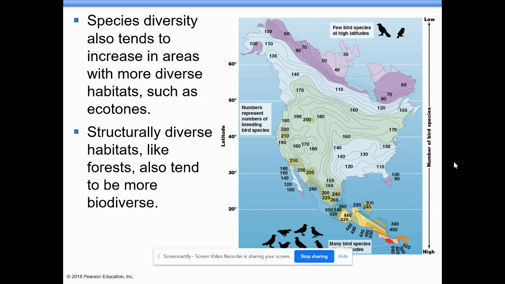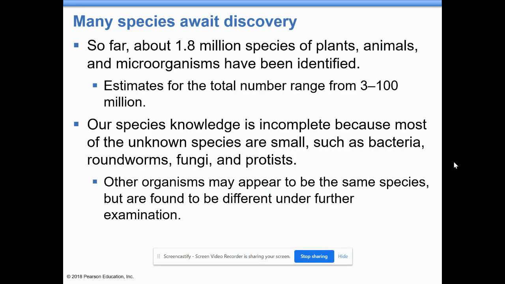For example, this is a picture of bird populations, and you have far fewer bird species as you get into Canada and further up into Alaska. And as you get further down into Nicaragua and Costa Rica and places in South America, you have an increase in diversity. And we'll pause right there for the first video.